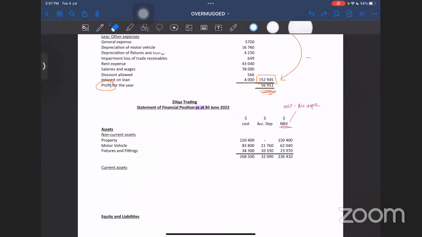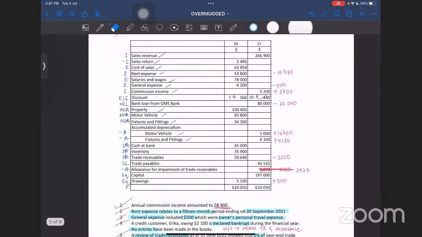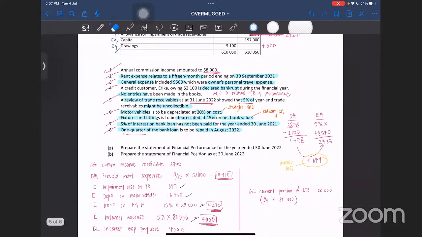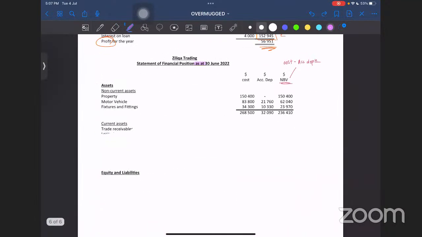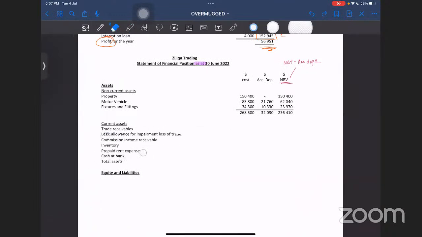Okay, after your NCA, I will have CA. Okay, so same thing, I'm going to come back here and then I will find all the CA, all the CA, all the CA, and then I will throw inside this section of the account. Okay, so as you can see, this will be all your current assets.